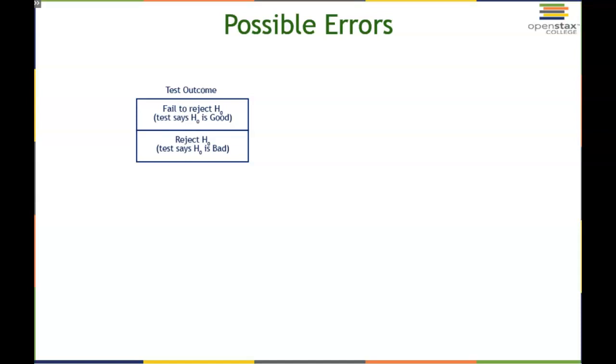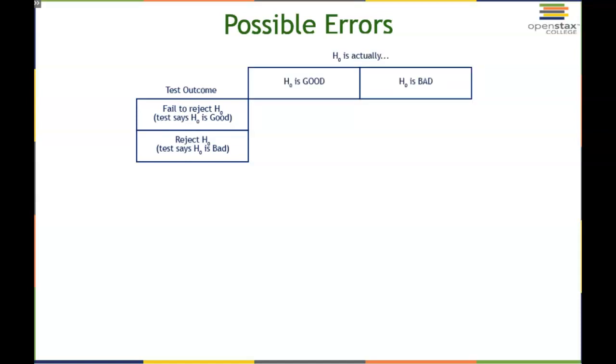The reality of H0 is something different than our test. Those two things are separate. Just because our test says that H0 is good or bad doesn't mean the reality that H0 is good or bad aligns all the time. That's when these errors creep up. Let's say H0 is actually good, and we fail to reject H0 in our test, meaning H0 is good. That's great. That's exactly what we wanted. H0 is good. We tested it and said H0 is good from our outcome. Those two match up perfectly.